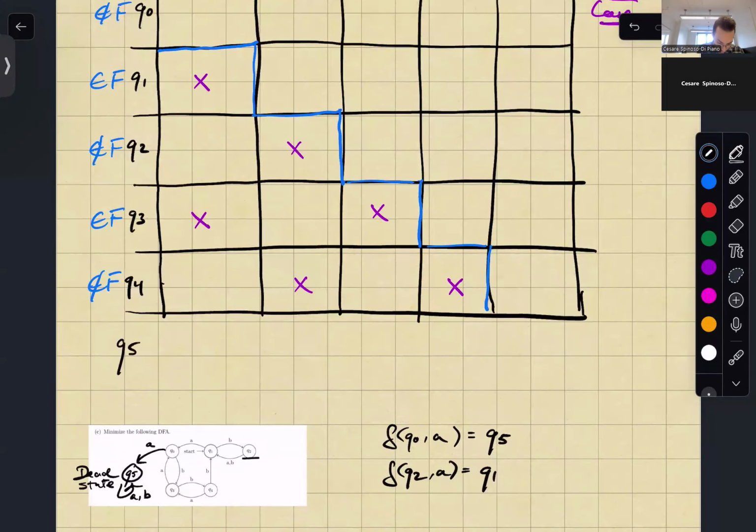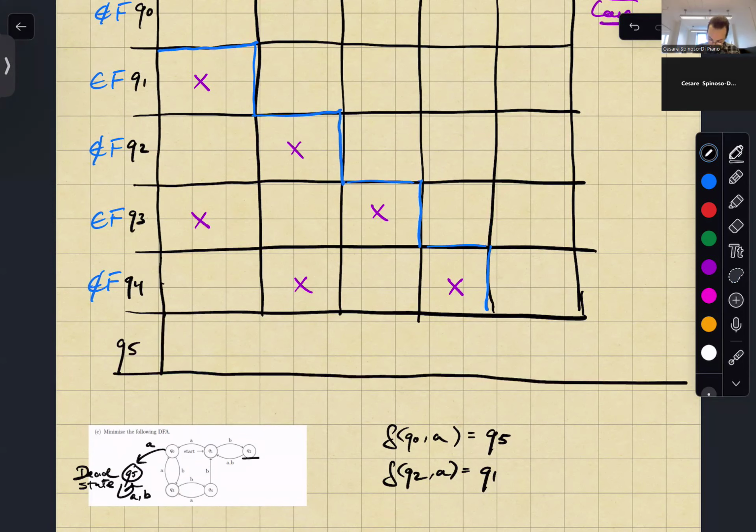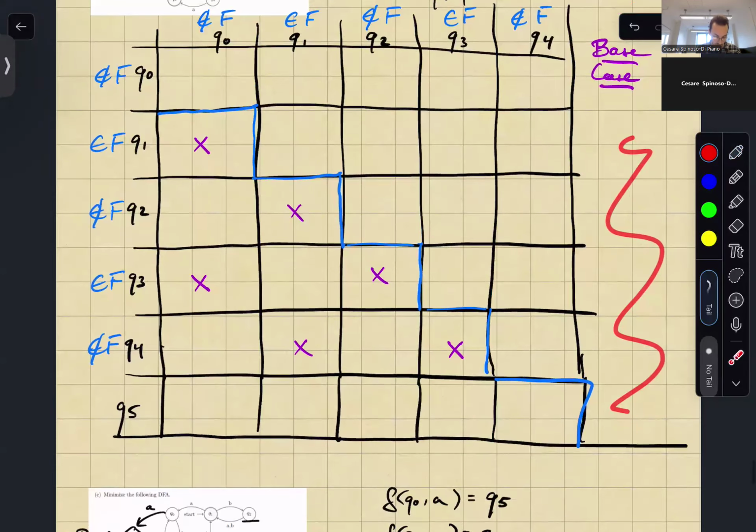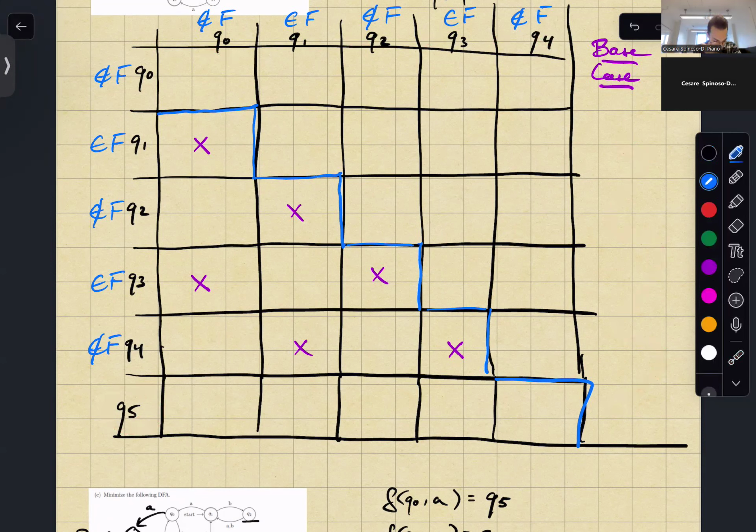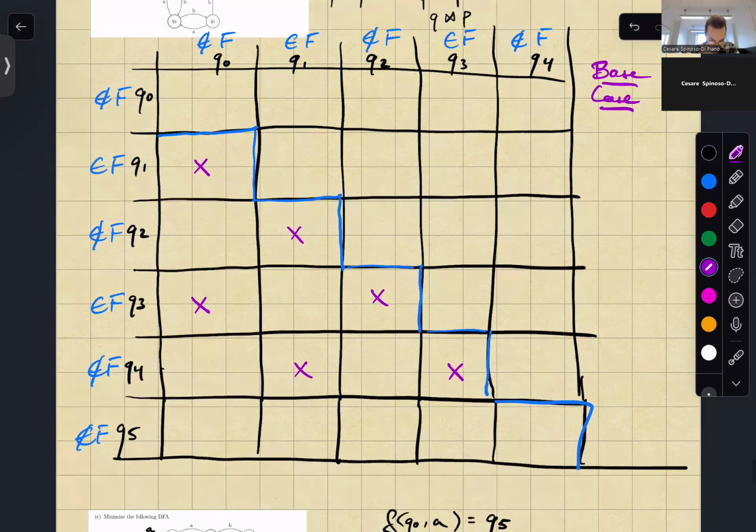So let's add Q5 as a row. Let's do this like this. I'm not going to add it here because it's already Q5 with all the other states except Q5, and I don't need to check that actually. And Q5 is not an accept state, so I can add some more X's based on my base case.